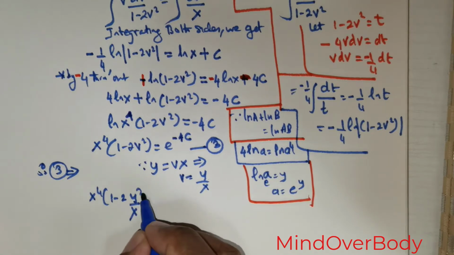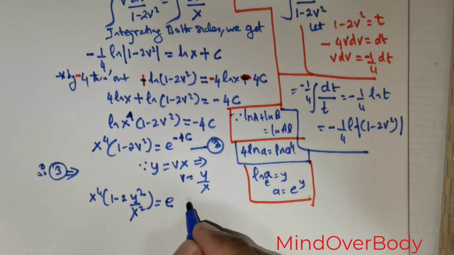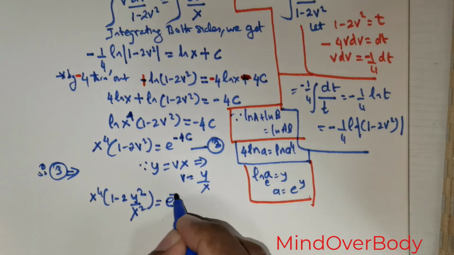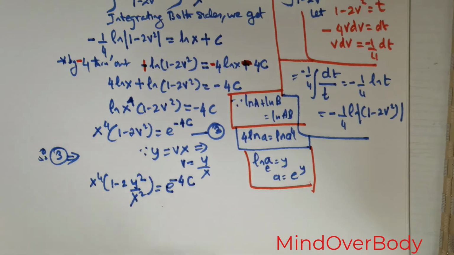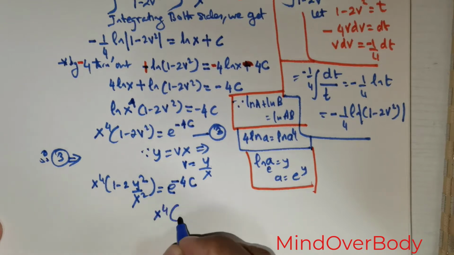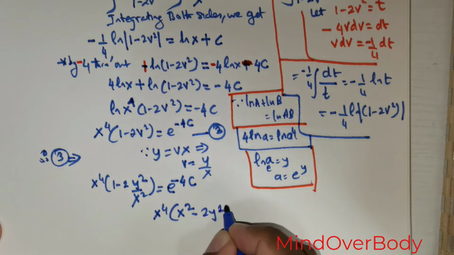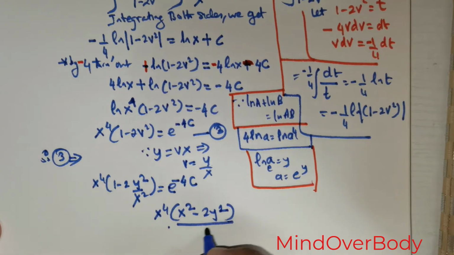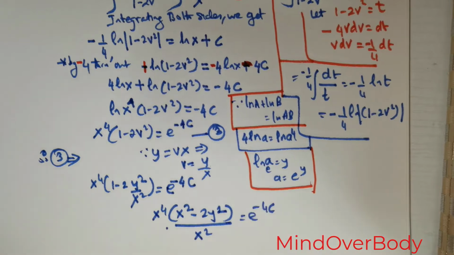It's a square there. It's going to be 2, is equal to e raised to the power of negative 4 times c. And you can make the simplification. This is going to be x to the power of 4 times x squared minus 2 times y squared divided by x squared is equal to e raised to the power of negative 4 times c.